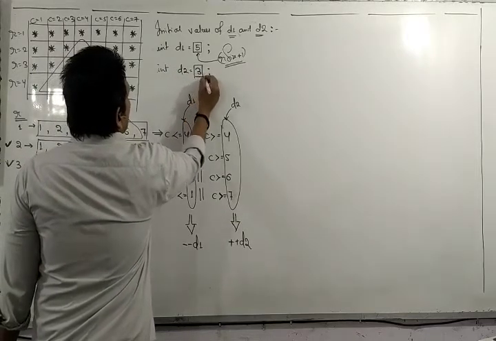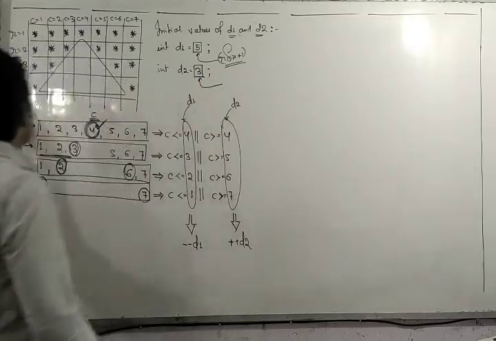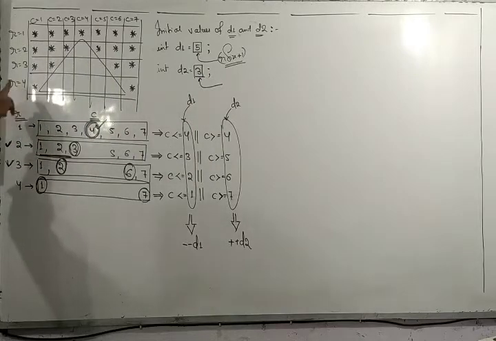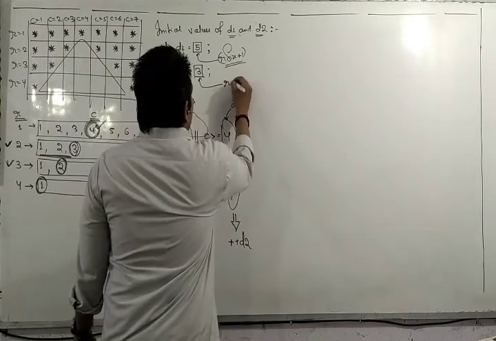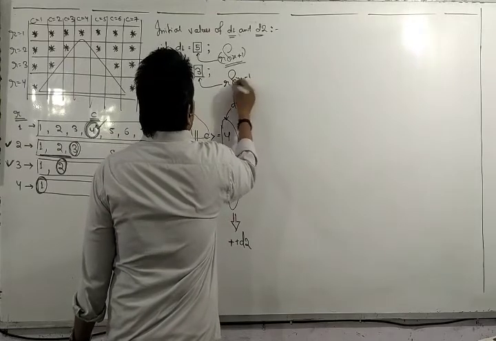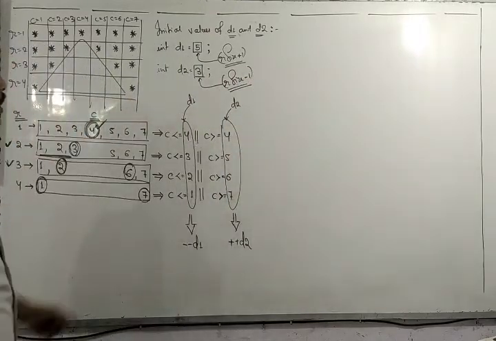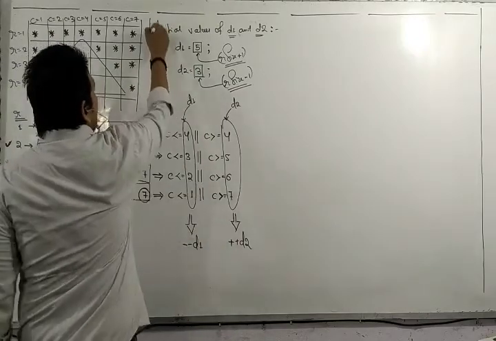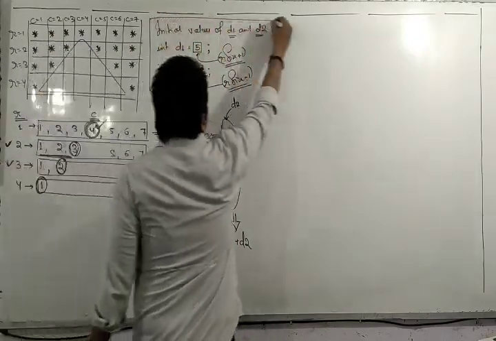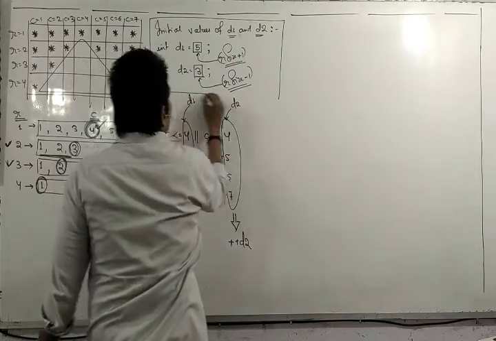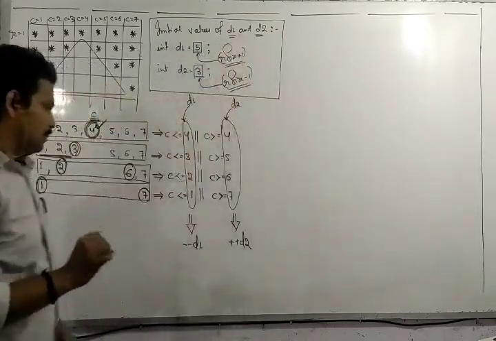So here I will write int d2 is equal to 3. When I wrote 3, it means r side, what is r side? It is 4. 4 minus 1. Okay, r side minus 1. Clear? So these are the initial values of d1 and d2.